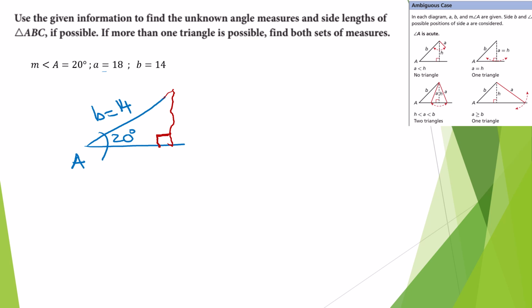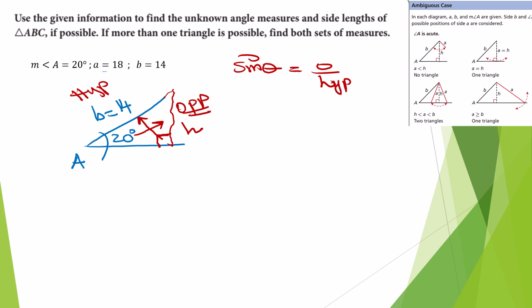So what is the formula to find the height? This is my opposite, right? The side opposite to the angle is named the opposite, and the side opposite to 90 degrees is named the hypotenuse. To find the height, my formula is sine theta equals opposite over hypotenuse.